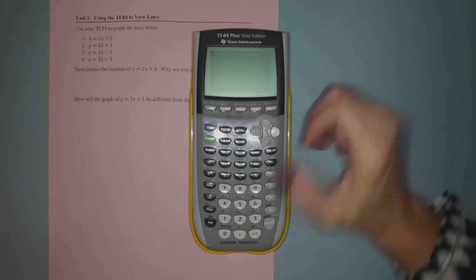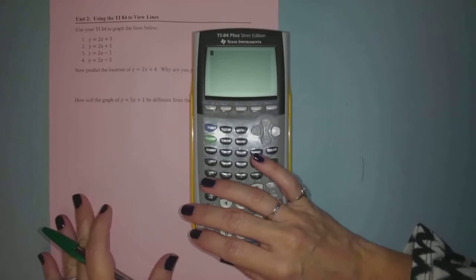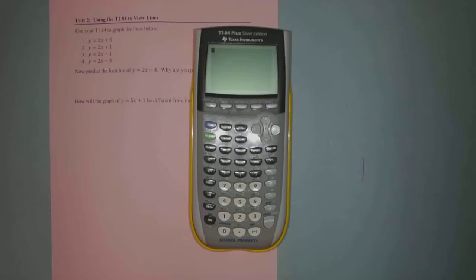Hey Algebra 1 students, today we are going to do a little lesson on using the TI-84 to view lines. We're just introducing Unit 2. We've gotten 2 lessons done so far. This would be the 3rd lesson, just a little warm-up here.